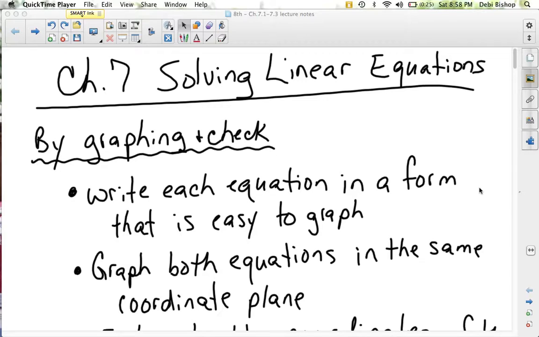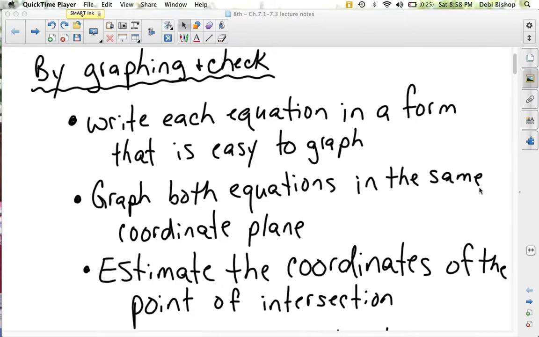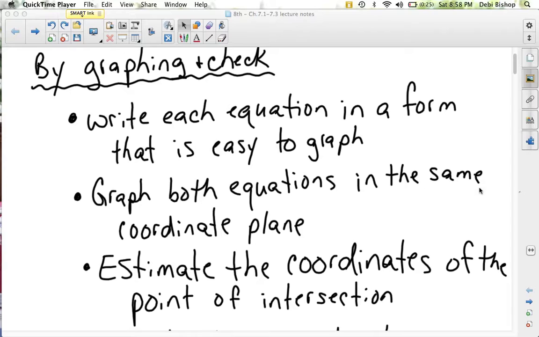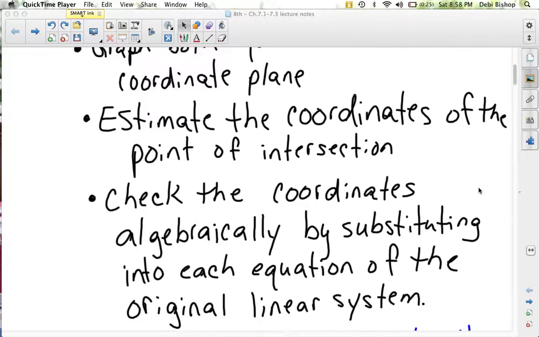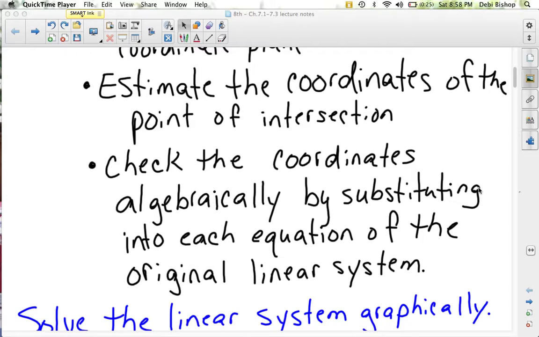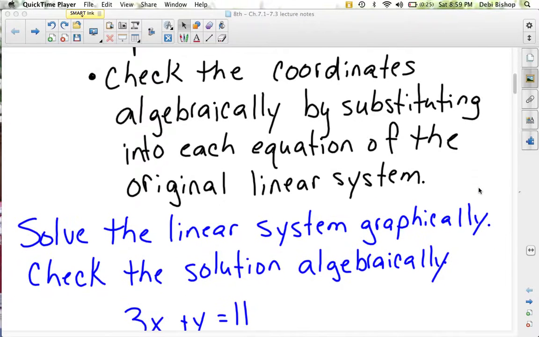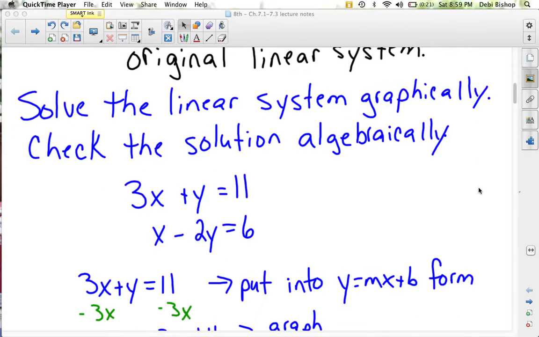You would then graph both equations in the same coordinate plane and then estimate the coordinate of the point of intersection. Then you check the coordinates algebraically by substituting into each equation of the original linear system. So, for example, if we have solved the linear system graphically and checked the solution algebraically, if they give us 2 different formulas, so 3x plus y equals 11 and x minus 2y equals 6.